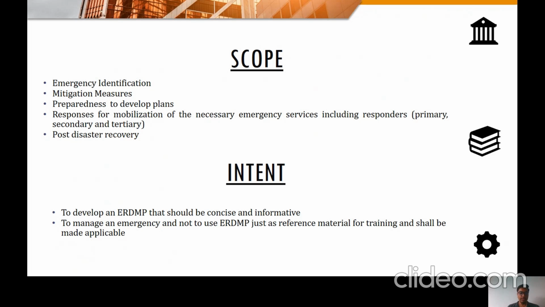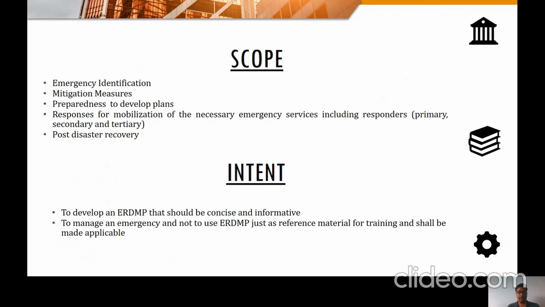There is a point that we have to consider while doing the intent. It is that no two locations shall be identical in respect of layout, surroundings, product, storage quantity, meteorological data, etc. Therefore, the ERDMP will be location specific as per the available sources.